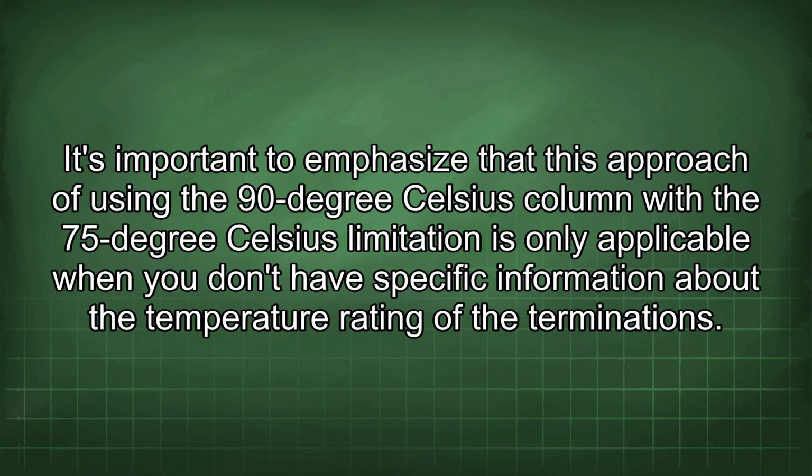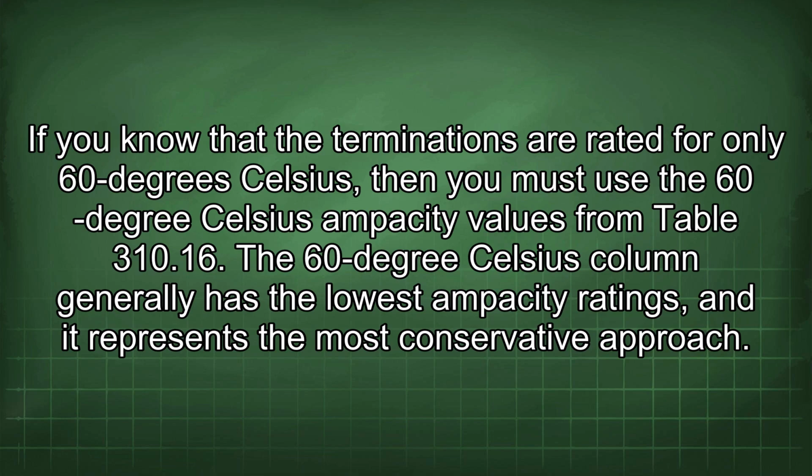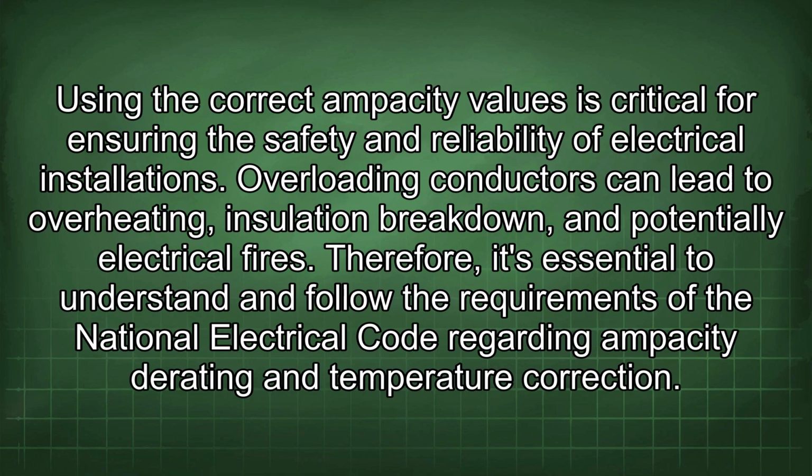It's important to emphasize that this approach of using the 90°C column with the 75°C limitation is only applicable when you don't have specific information about the temperature rating of the terminations. If you know that the terminations are rated for only 60°C, then you must use the 60°C ampacity values from Table 310.16. The 60°C column generally has the lowest ampacity ratings, and it represents the most conservative approach. Using the correct ampacity values is critical for ensuring the safety and reliability of electrical installations. Overloading conductors can lead to overheating, insulation breakdown, and potentially electrical fires. Therefore, it's essential to understand and follow the requirements of the National Electrical Code regarding ampacity, derating, and temperature correction.